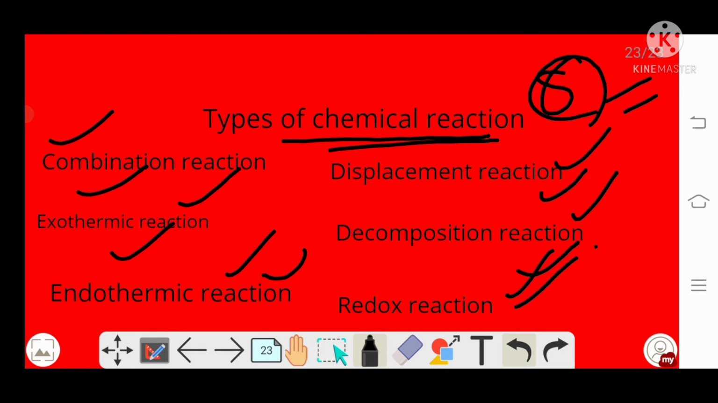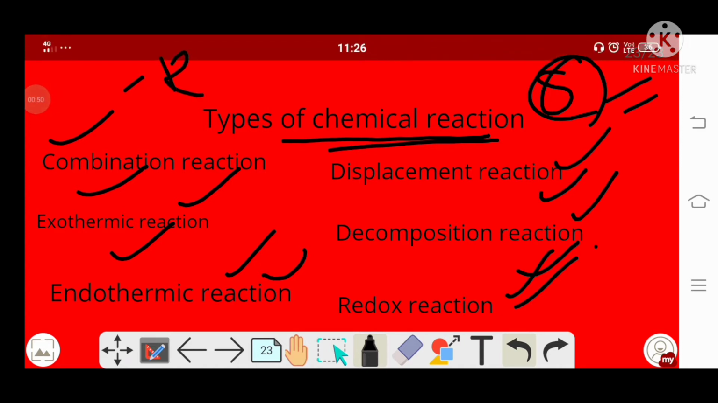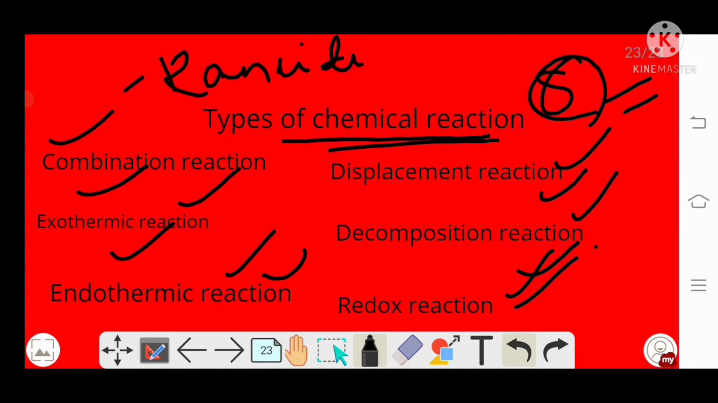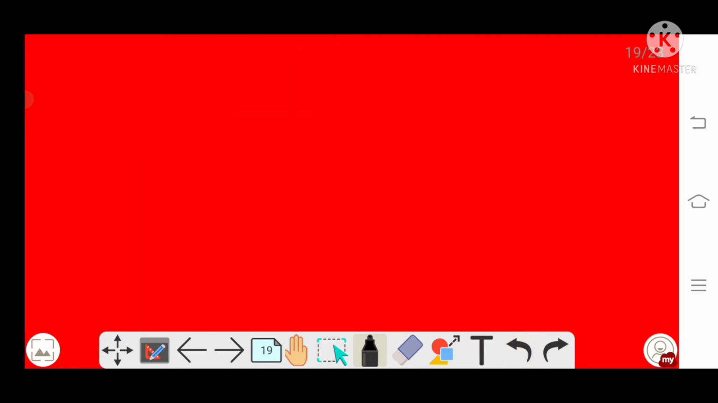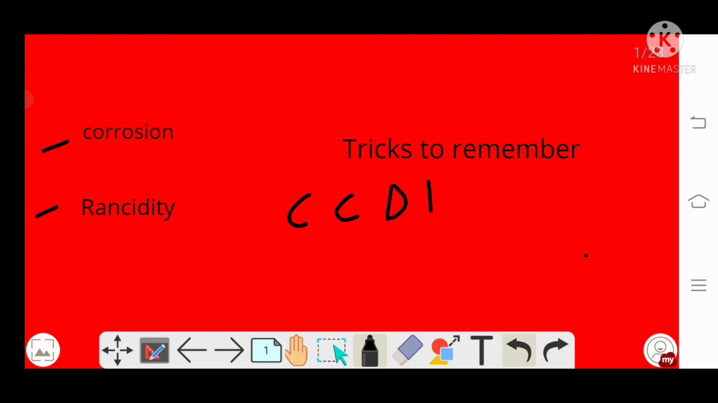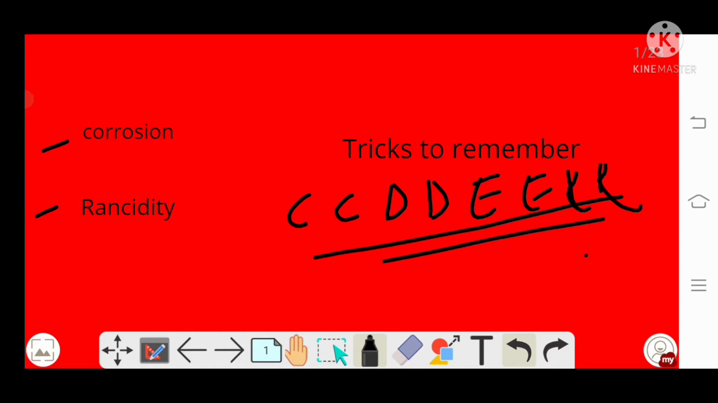The types of chemical reactions are: first, combination reaction, exothermic reaction, endothermic reaction, displacement reaction, decomposition reaction, redox reaction, and next, rancidity and corrosion. What is the trick to remember all eight types of chemical reactions? The trick is C, D, D, E, E, R, R. This is a trick to remember all those types of chemical reaction.